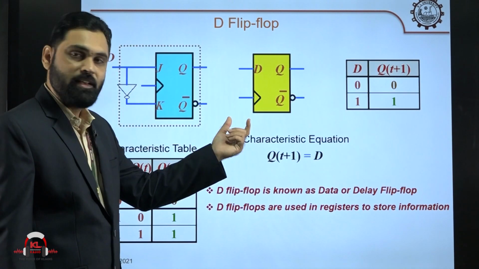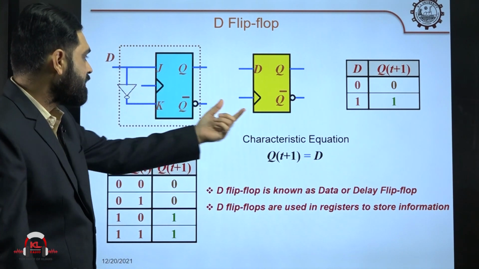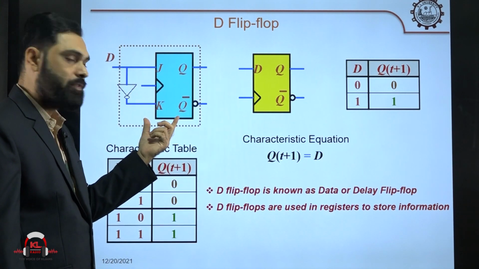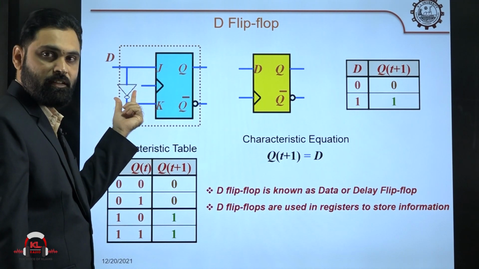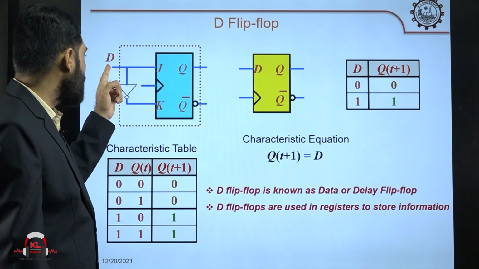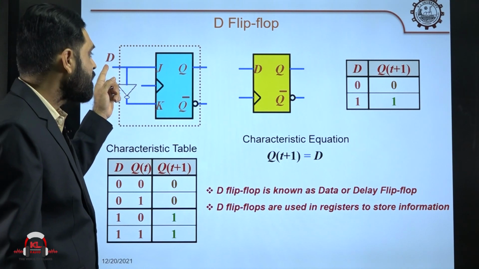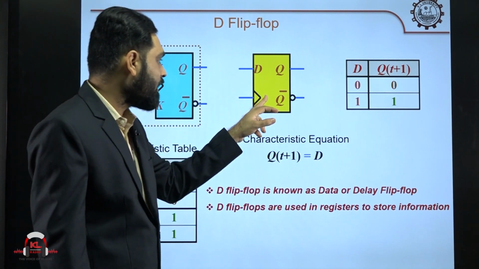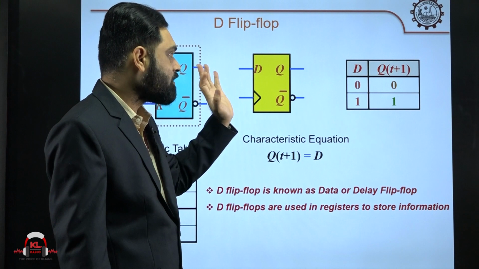The D flip flop we call the delay flip flop. The D flip flop can be constructed using a JK flip flop. To the inputs J and K, if you connect a NOT gate, then you can apply only one input. That input we call the D input. And this is the block diagram of the D flip flop: one input, clock pulse, and Q and Q bar as outputs.